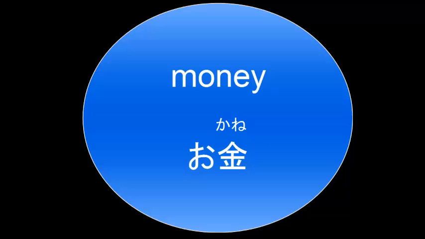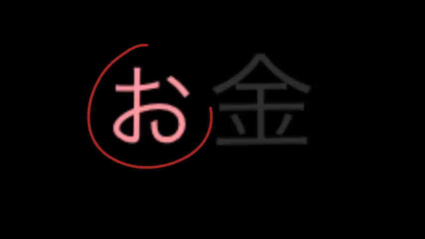In this video tutorial we're going to learn how to write the Japanese word for money, which is okane. Now okane consists of two parts, the o on the left, and that's the honorific o. This is the o that's applied to many daily items. When something is very frequently used in Japanese, it almost invariably takes the honorific o.